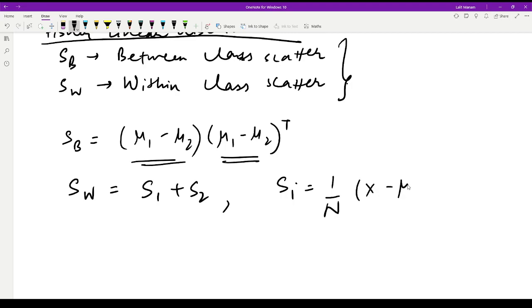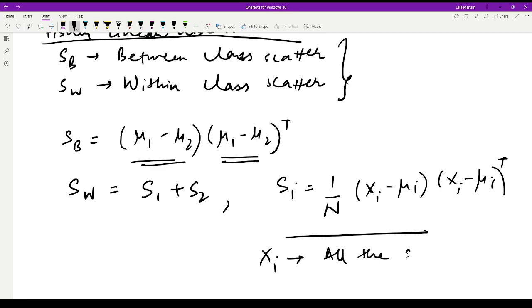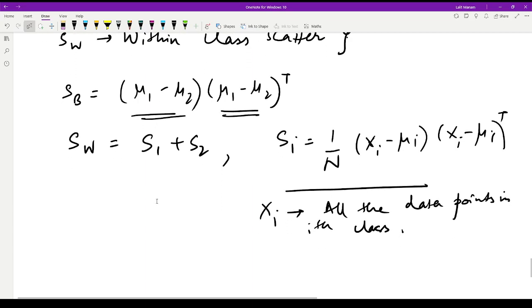And how do you define covariance? So it is mu i, and these are x. This capital Xi denotes all the points belonging to the ith class. That's all. Xi is all the data points in the ith class, and mu i is the class mean.